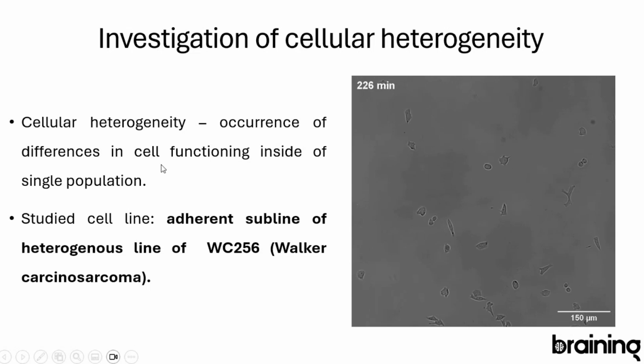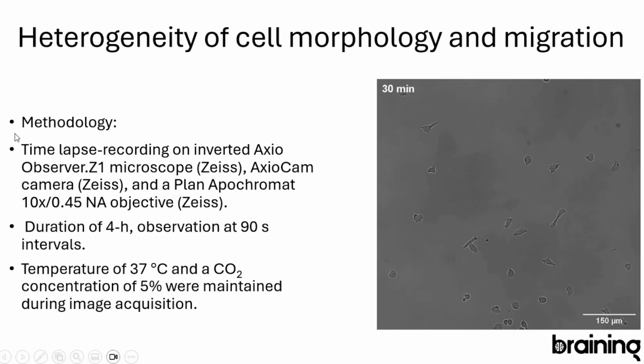We can study different aspects, but we decided to go with a very simple approach. We deal with the cell shape, or cell morphology. Maybe we can see some laws which govern the changes of the shape of the cell. So we used time-lapse recording on the microscope. We observed the cells for 4 hours with a 90-second interval between pictures, and kept them, of course, in proper conditions.